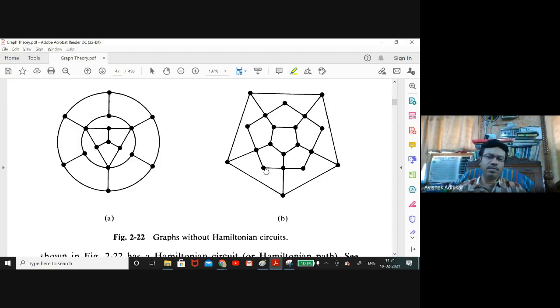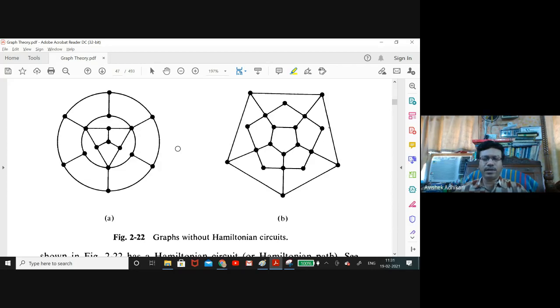So you can see that this graph has a special property. The degree of each vertex is 3, right? You can see, no, not each vertex. So here this degree is not 5. So there are few graphs where the degree of each vertex is exactly the same.